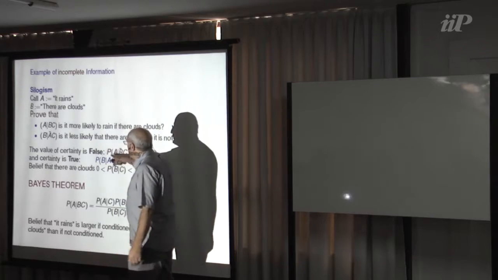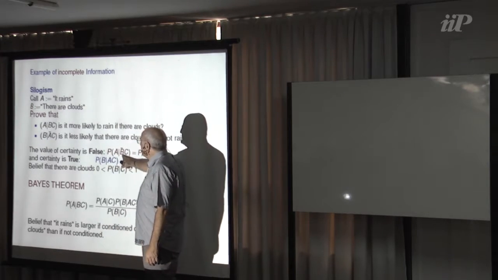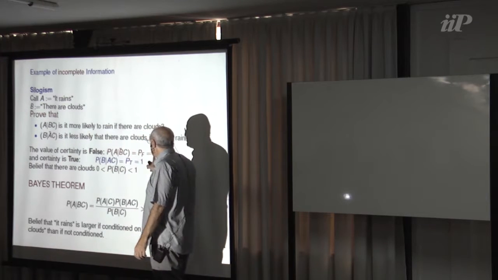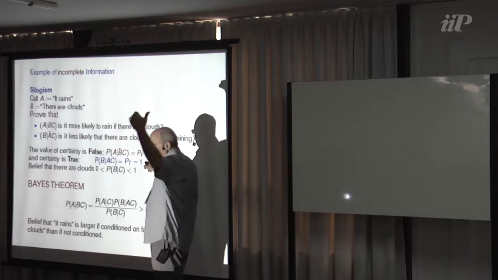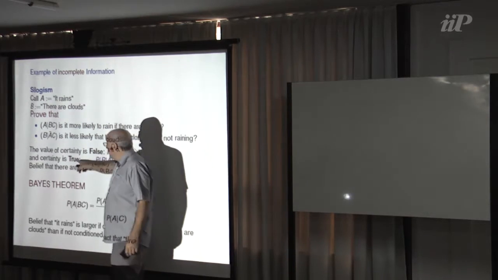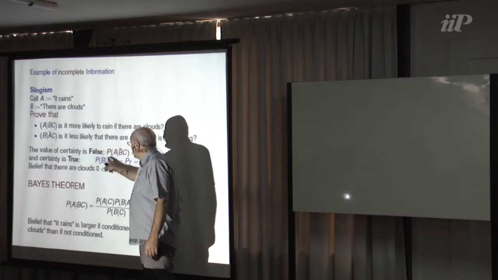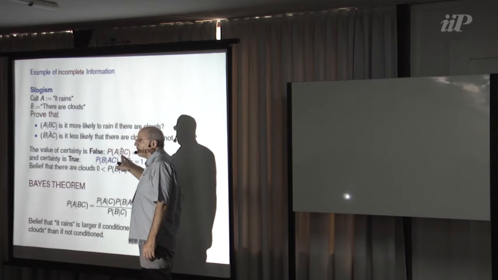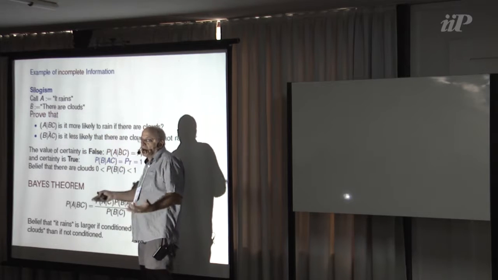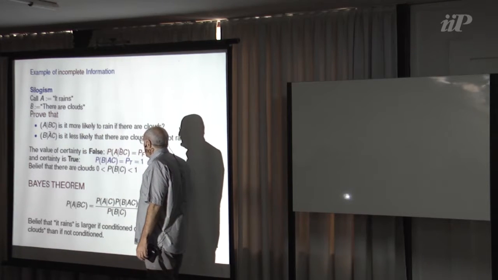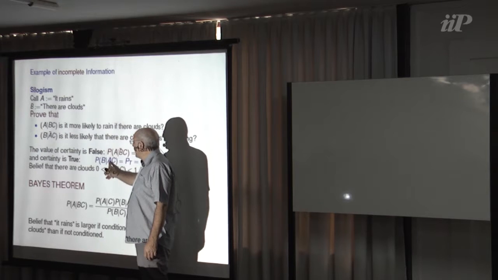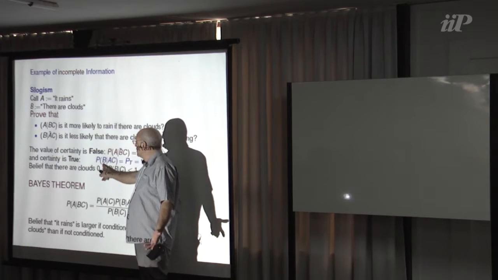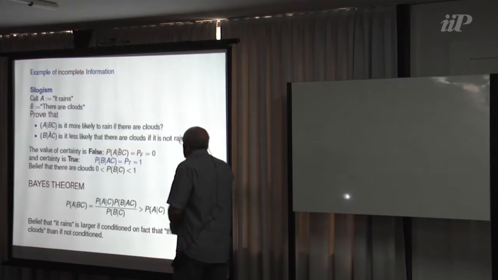Okay, I'm going to use this. The value of something I'm certain is false is 0. This is what we proved. And the value of certainty, what is this? It rains if there are no clouds. I'm certain that it cannot rain if there are no clouds, so this is 0. And if it rains, I'm certain that there cannot be no clouds, so this is 1.